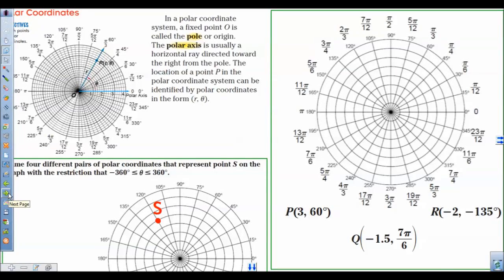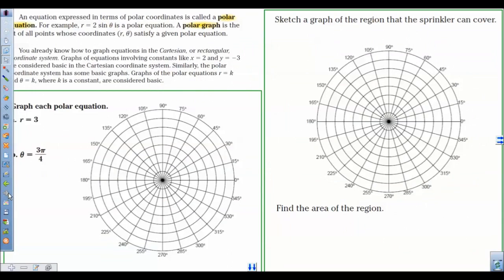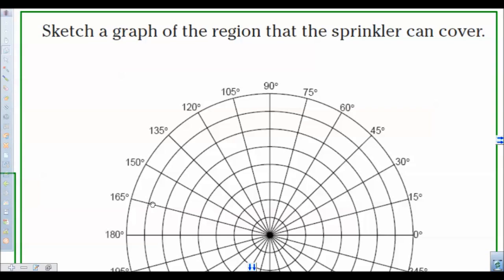Alright everybody, there's one last thing I wanted to talk about here on your note sheet that we didn't get to yesterday. Take a look at the back side of your note sheet and take a look at this weird looking statement over here, which really doesn't have a whole lot of context right now. With this question, I wanted you guys to sketch a graph of the region that the sprinkler can cover. Well, what sprinkler? Well, how about this one?